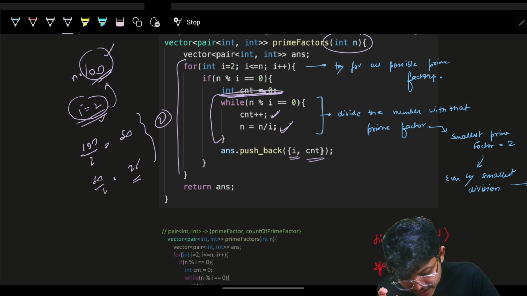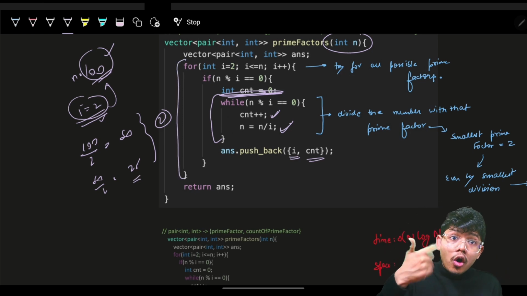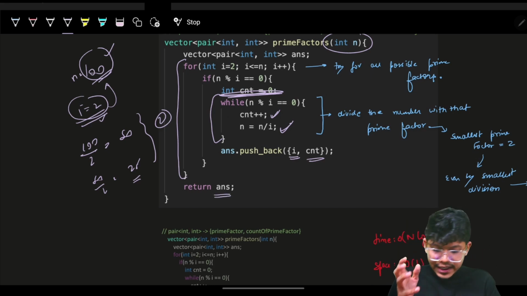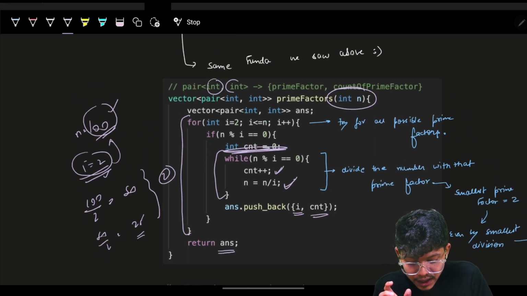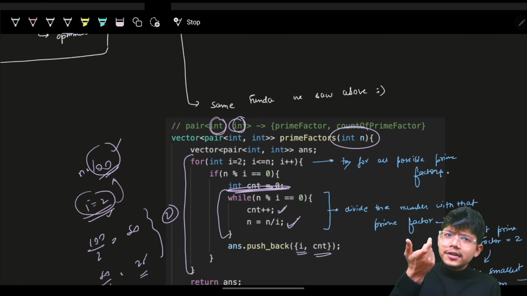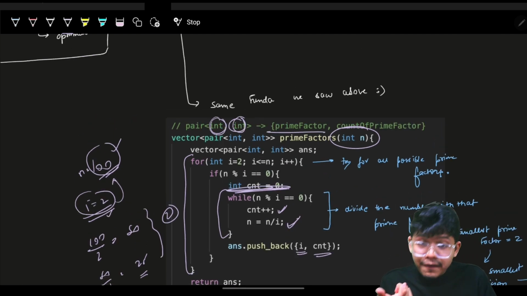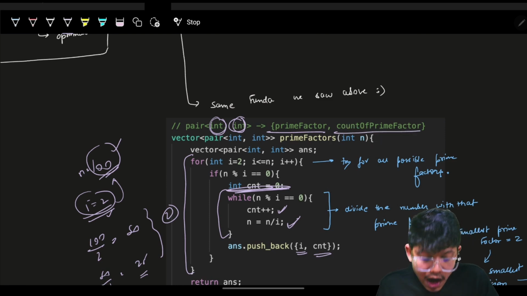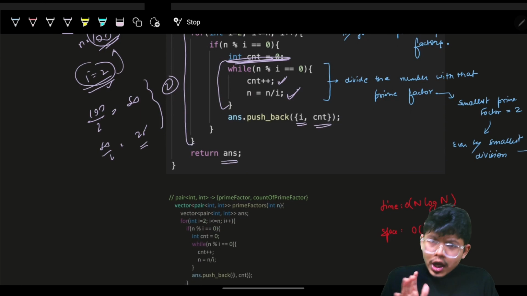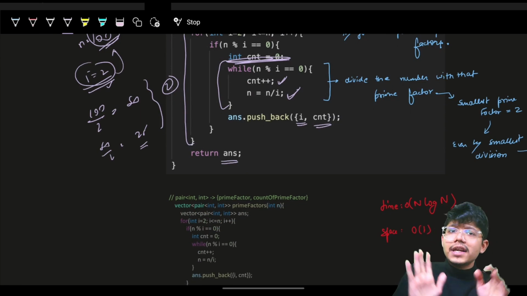Now because of this fact, you will go and try for all the numbers, right? And then you can ultimately keep on pushing back in your answer. So your answer will have a vector of pair of int comma int. Now this pair is nothing but the first key is the prime factor itself, and the next is the count, how many times that prime factor is coming in your picture. And with this fact, you will be very good to go.